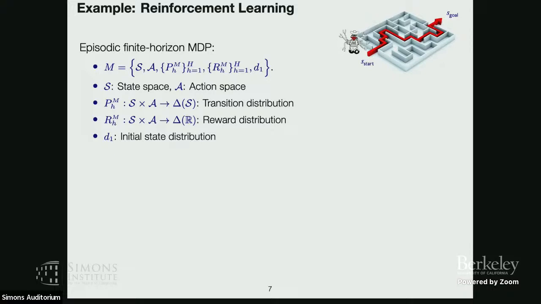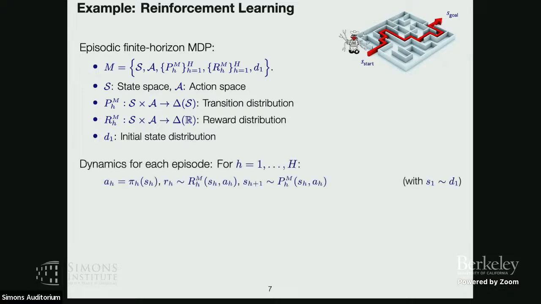This is going to be episodic reinforcement learning. So in this setting, each model is going to be a finite horizon MDP. So this is going to have a state space script S, an action space script A, a probability transition distribution PM, a reward distribution RM, and an initial state distribution D1. Okay. So how is this going to work? The way an episode in one of these MDPs is going to work will be that we'll draw the initial state S1 from this initial state distribution.